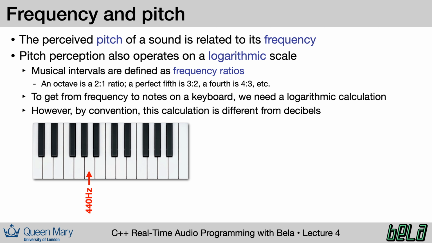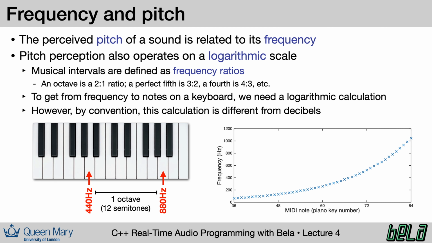By convention, the A above middle C is tuned to 440 Hz, though you'll find small variations on this depending on the context. One octave above this A corresponds to twice the frequency, which is 880 Hz. What that means is that we have 12 piano keys, or 12 semitones, that make up a doubling in frequency. And if we plot frequency versus the key on the keyboard, we can see that the frequencies get larger in an exponential fashion.